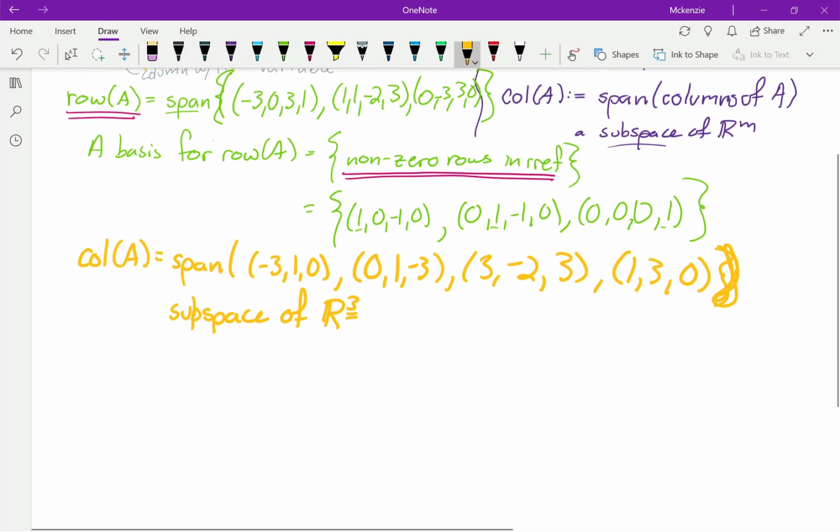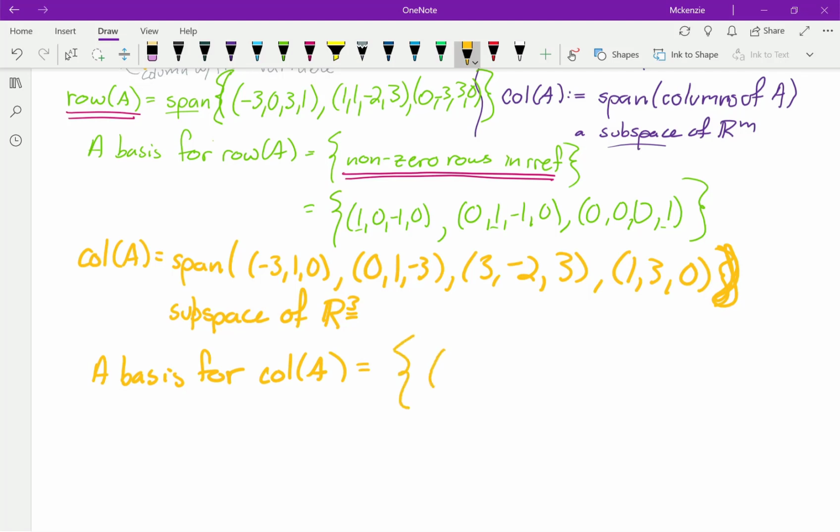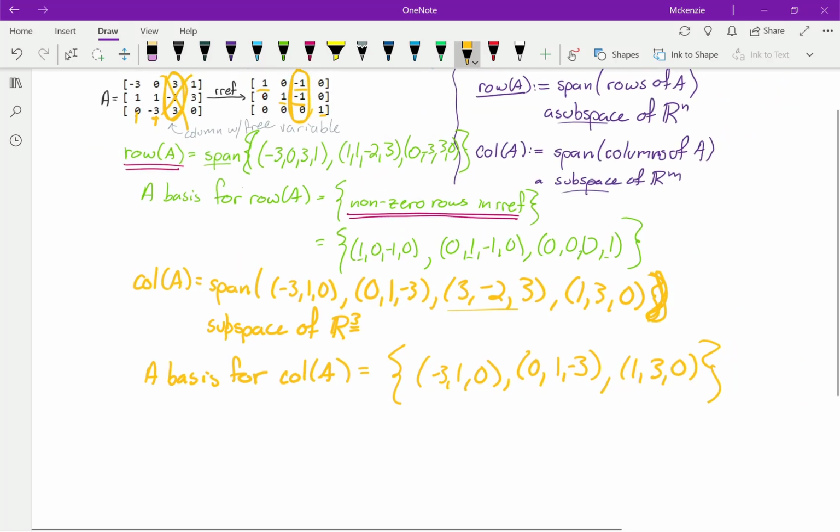So really, a basis for the column space of A is the first column, -3, 1, 0, and the second column, 0, 1, -3, but not the third column. Let's fix this so that we're writing down the right thing: -3, 1, 0 and 0, 1, -3. That third column again is a redundant column. So there we have it. That's how you find the basis for the column space.